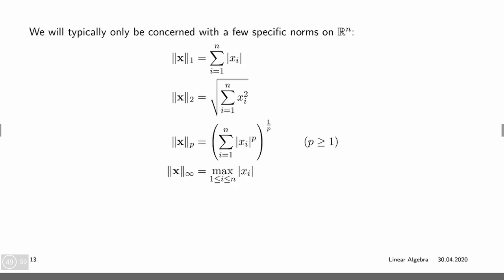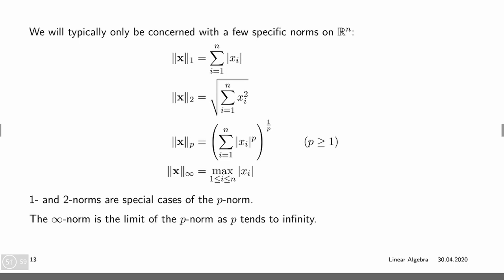In the limit, as we let p go to infinity, we get the so-called max norm or infinity norm, which is the maximum absolute value of any entry in the vector. And again, the 1 and 2 norms are special cases of the p-norm, and the infinity norm is the limit of the p-norm as p tends to infinity.